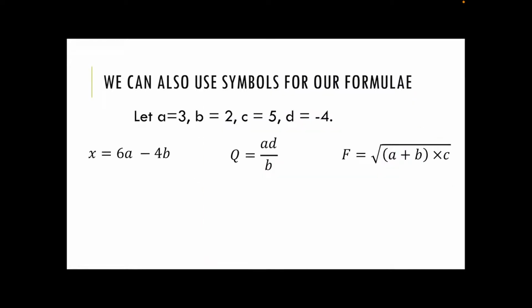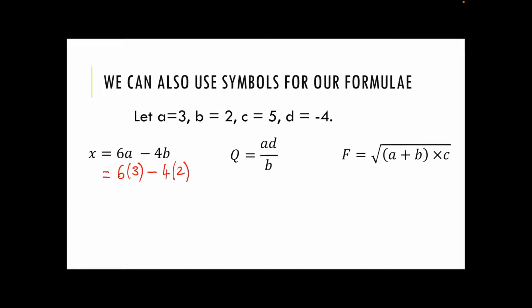We are also able to use symbols for our formula. So for these examples, we are going to let A equal 3, B equal 2, C equal 5, and D equal -4. So x is equal to 6a minus 4b. Every time I see a letter up the top there, I am going to replace it with the correct number. So that really means 6 times by 3 and take away 4 times by 2.